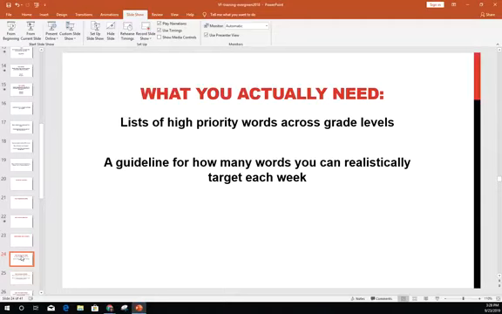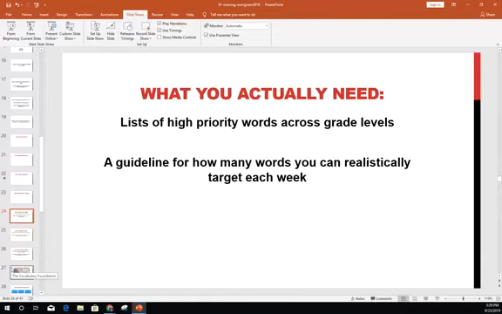So really one of those first things that you need is just access to those words so that you can see examples. And then additionally, we need a guideline to figure out how many words we can realistically target every week. A lot of times we want to be more intensive and we don't want to feel rushed and feel like we have to get through a certain number of words. We want to be able to really dive deep and teach our students strategies for learning words rather than just plowing through a list of flashcards or worksheets or whatever. So we want to figure out, okay, how do I fine tune my therapy so that I don't feel like I'm missing things? So we need a clear guideline for that.